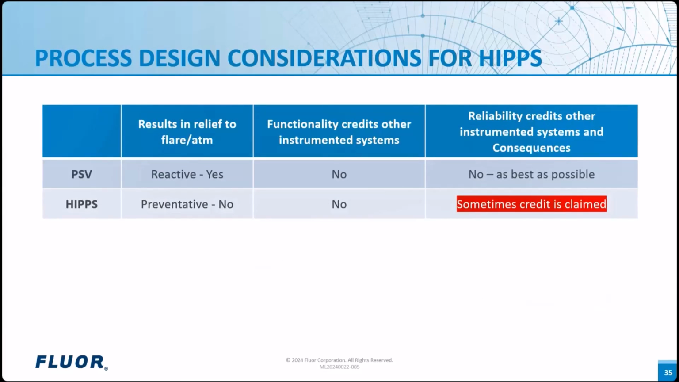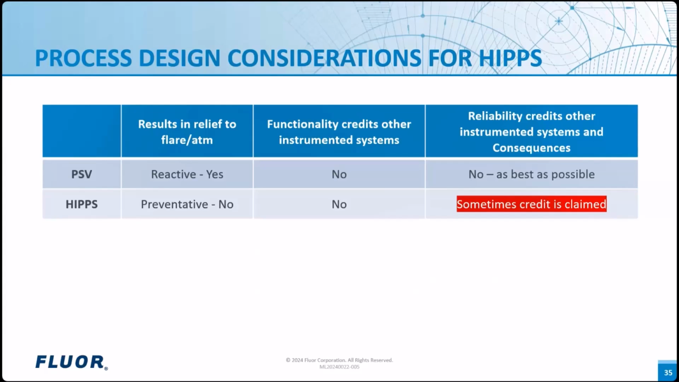Let's summarize and contrast the traditional approach with HIPPS for overpressure protection. These are general statements. I'm sure there would be some exceptions to each of them. A key difference here is in regard to the reliability of the final layer of overpressure protection.